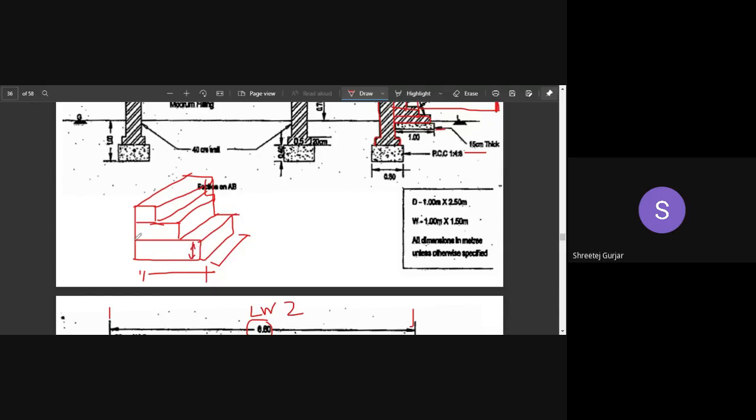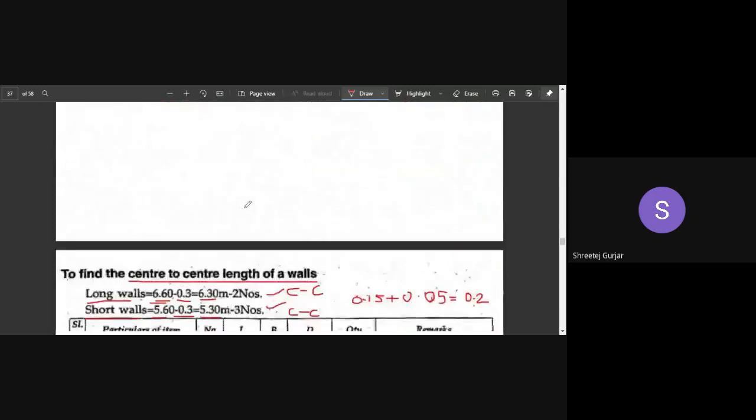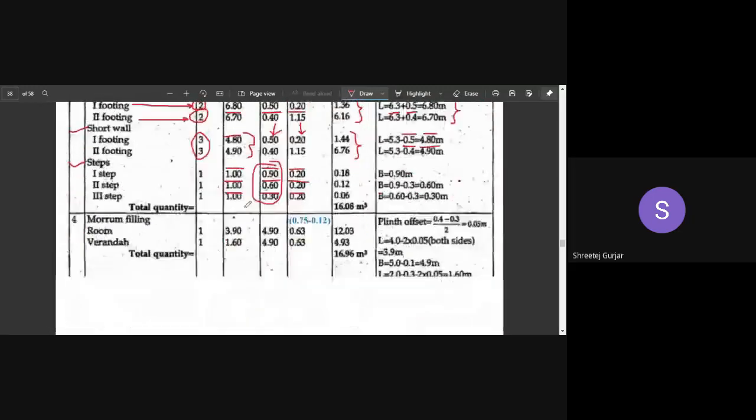For the second step, this is 0.6, this is 0.2, and this is the same thing, that is 1 meter. And for the third step, it is 0.3, 0.2, and 1 meter. So this is how you calculate the steps. I hope it is clear for the calculation of steps.